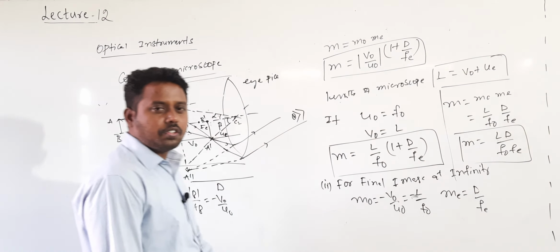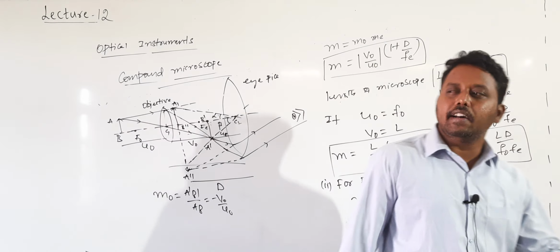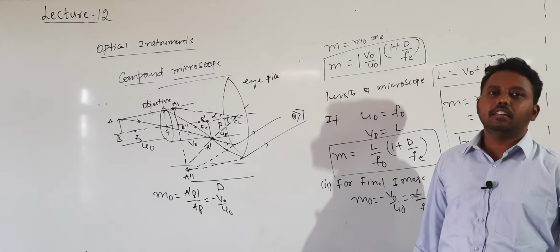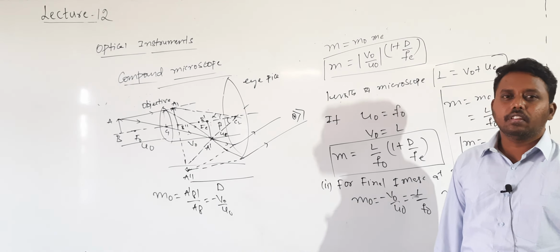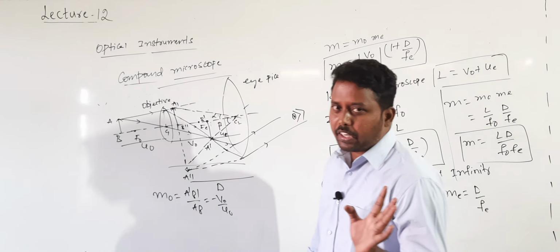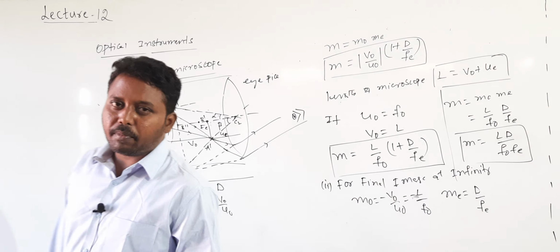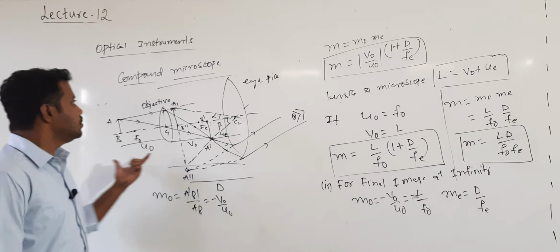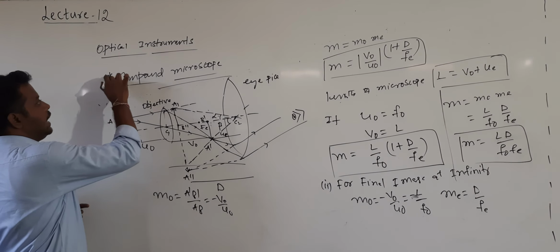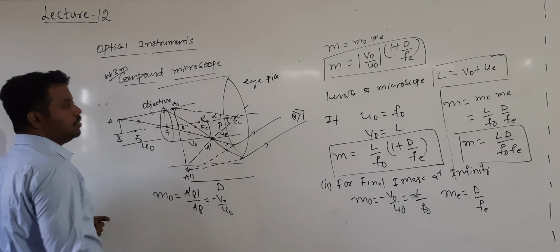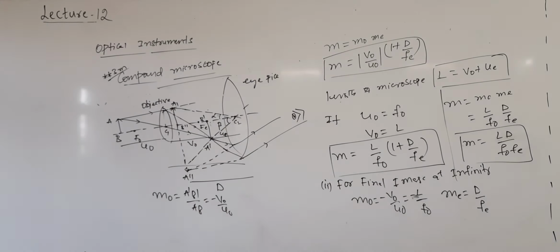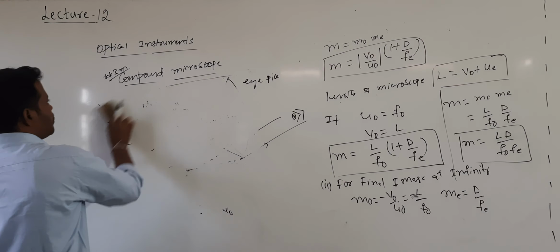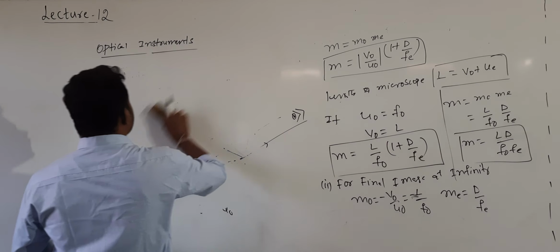Only for the compound microscope, they will ask the question for 3 marks: draw the ray diagram. Not only the ray diagram, we also derived the magnifying power formula. Whereas in the telescope, I will not derive the magnifying power formula, I will give you the formula directly. Till now they asked only draw the ray diagram for the compound microscope, so the question is important for 3 marks. Okay? After completion of the compound microscope, now we will discuss the astronomical telescope.